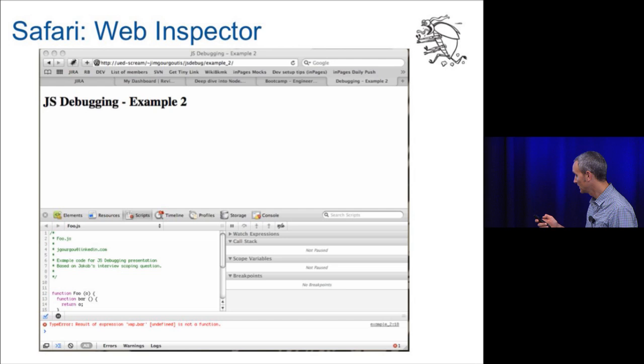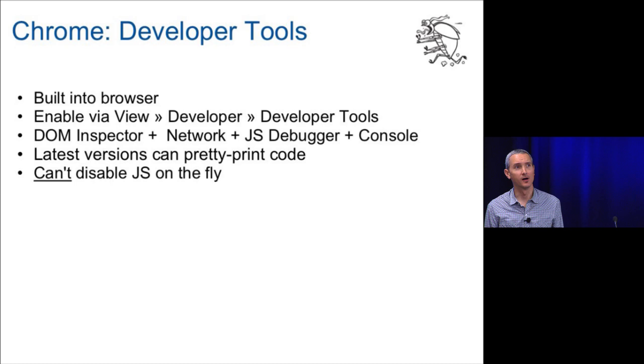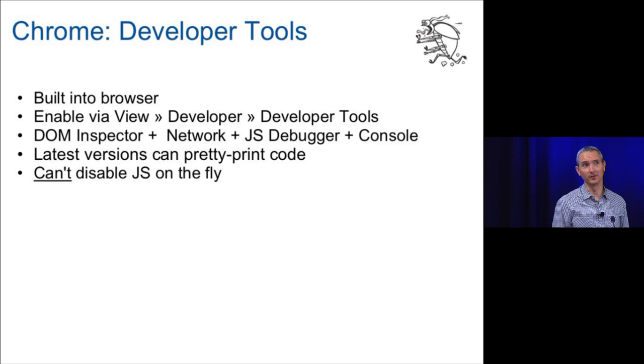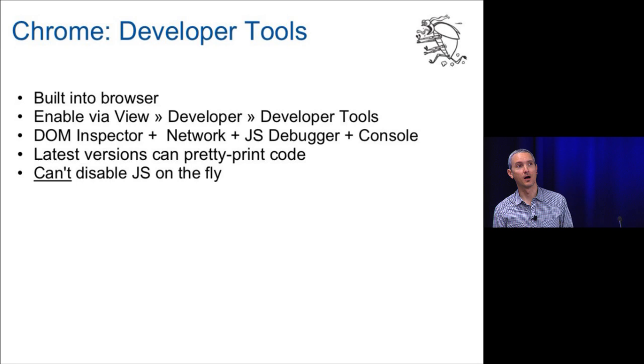Chrome also has tools built into the browser. You go into View, Developer Tools. They work pretty similar to Safari's. You get a DOM inspector, a network panel, a JavaScript debugger, and a console. The latest versions of Chrome can do some really powerful things like edit code right in the browser. You can pretty print the code.